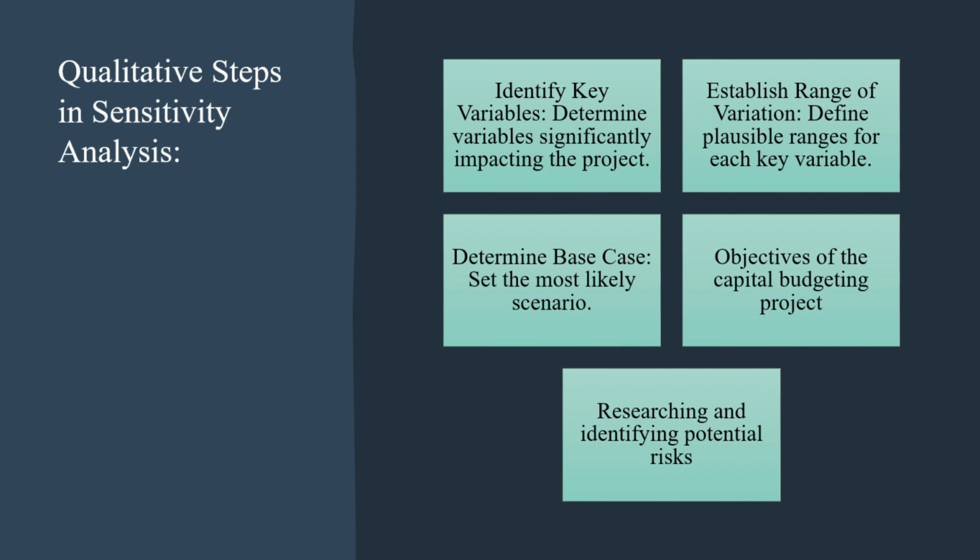The fourth step is searching for objectives of the capital budgeting project, which helps evaluate how different factors affect the outcome of a capital budgeting decision, such as changing some variables at a time and seeing little by little how it impacts the net present value or the internal rate of return of the project.